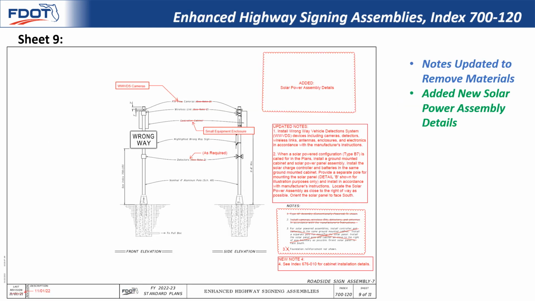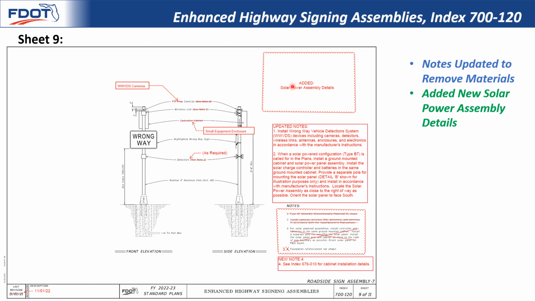This index, Enhanced Highway Signing Assemblies, 700-120, was part of the 700 series project, so it had the material notes moved to the specs, etc., like the other indexes in the 700 series. But it also had additional changes.